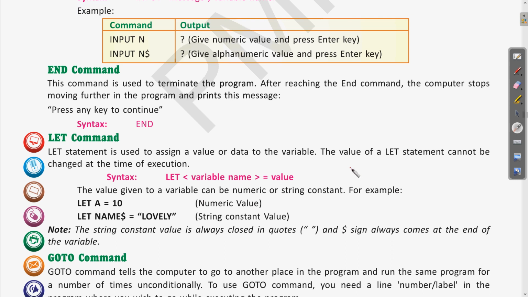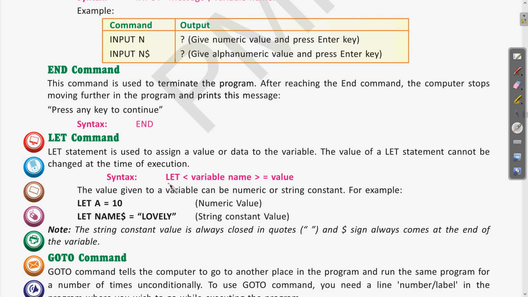Clear? The value of a let statement cannot be changed at the time of execution. The value which is assigned to a variable will be a constant, so that value cannot be changed. As it is a constant, the value will not change till the program is in execution. Clear?